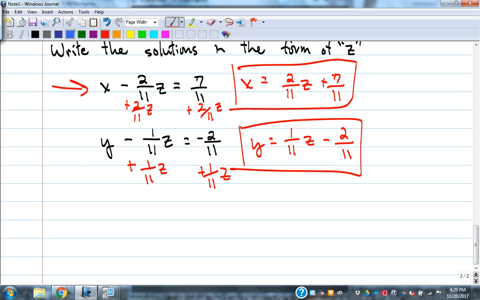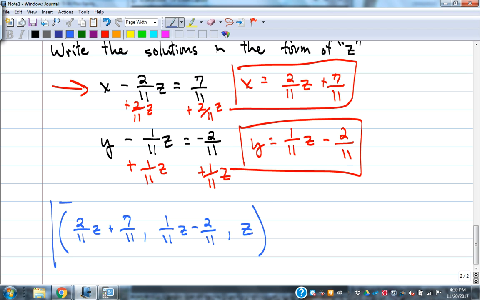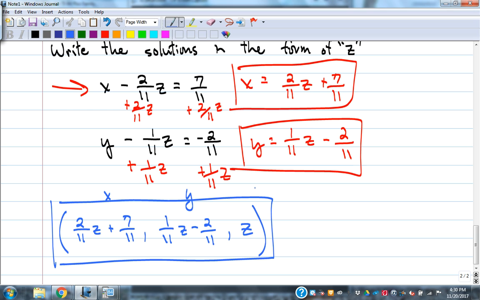Then you write it in ordered triple form, where you've got x is 2/11 z plus 7/11, y is 1/11 z minus 2/11, and then z is just z. That's the final solution, in ordered triple form. This represents x, this represents y, and then z is last. What that does is, you could pick any z and plug it in there, and you'd get a different x and y value for every z that you picked.